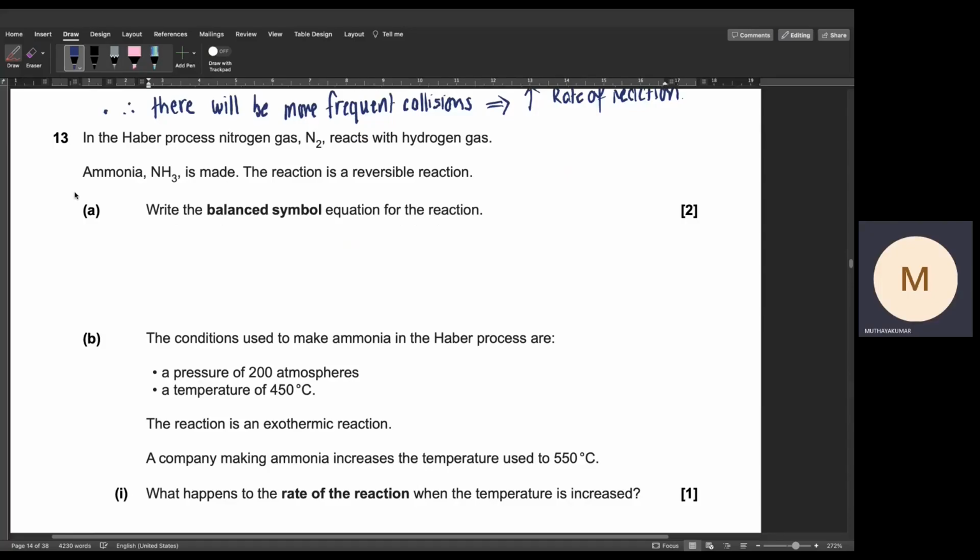Question 13. In the Haber process, nitrogen gas reacts with hydrogen gas. Ammonia is made. This reaction is a reversible reaction. Write the balanced symbol equation for this reaction. So we are given nitrogen is reacting with hydrogen. It's a reversible reaction, so our reversible arrow to form ammonia.